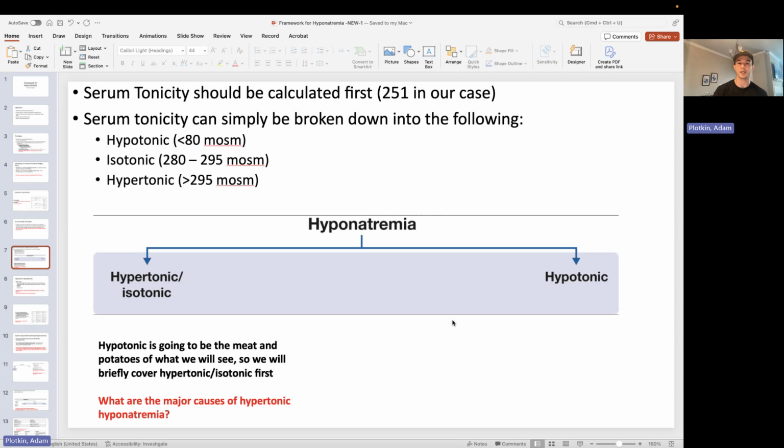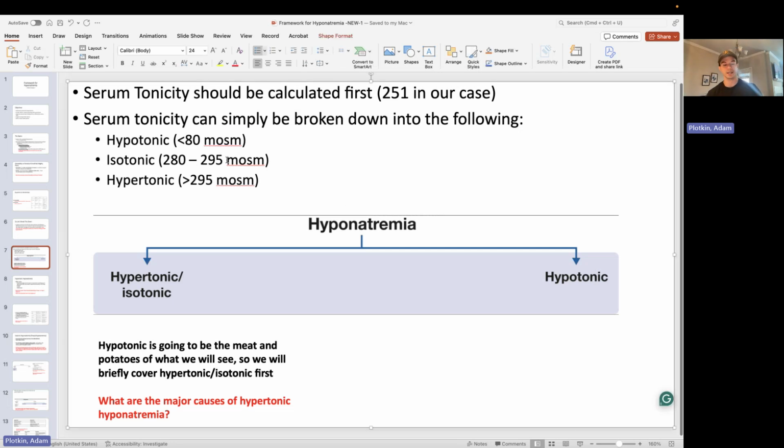The serum tonicity can really be broken down into the following. Hypotonic is going to be less than 280 milliosmoles. Isotonic is going to be between 280 to 295, and hypertonic is going to be greater than 295 milliosmoles. So when I first get a patient who has hyponatremia, the first thing I do is calculate serum tonicity, and I can then break it down into: is this hypotonic, which is going to be the meat and potatoes of most of my hyponatremia workup, or is this a case of hypertonic or isotonic hyponatremia? Because hypotonic is the meat and potatoes, we'll quickly cover hypertonic, isotonic, and then we'll move on.